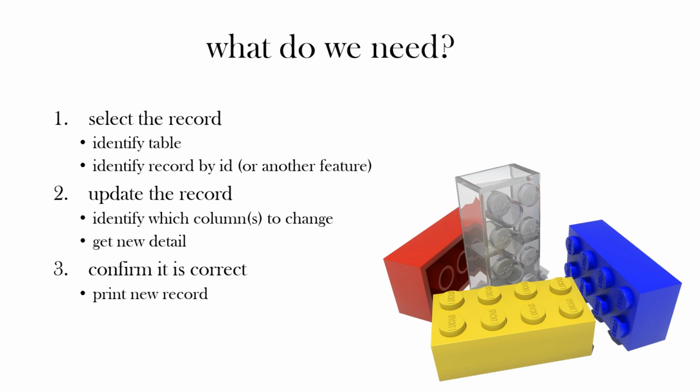So how do we do this? We select the record by identifying the table and then the record by probably an ID number. Then we update the record, so which column needs to be changed and what are the new details, and then once it's confirmed we want to see it to make sure it's okay.